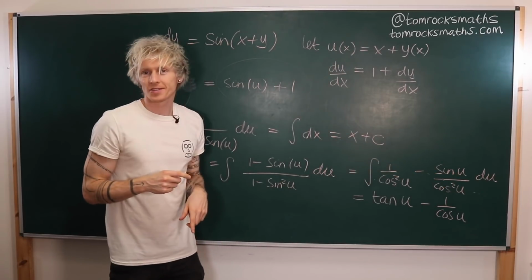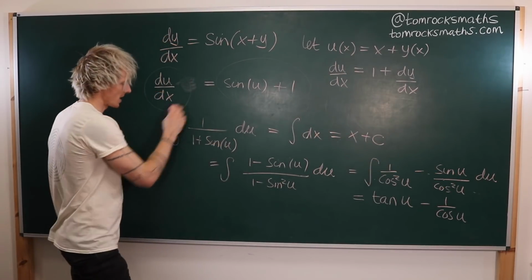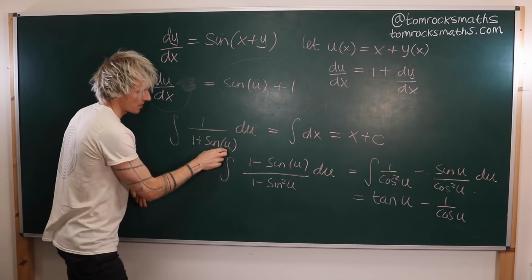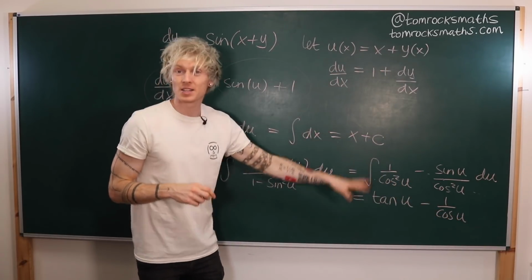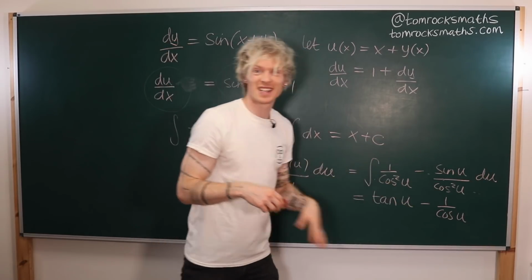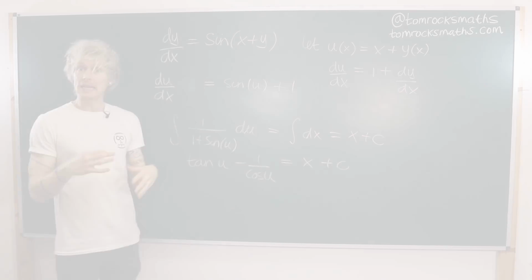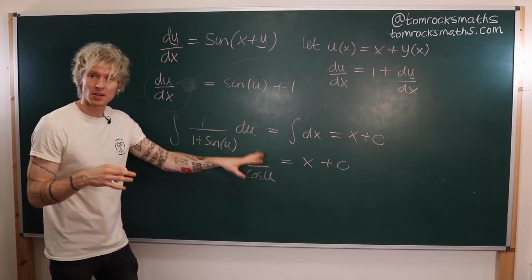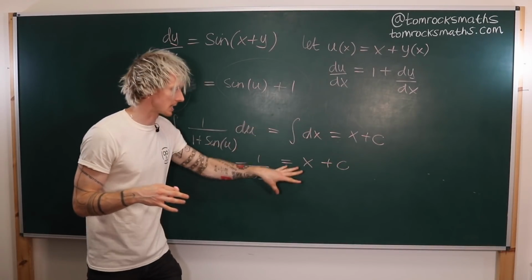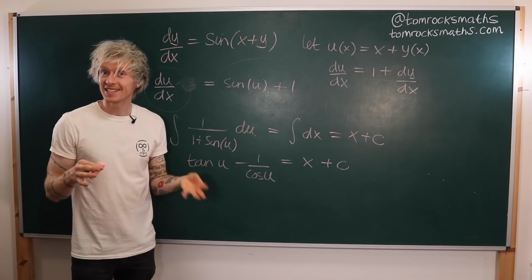So you can check if you differentiate minus 1 over cos of u, you will indeed get minus sine of u over cos squared. So the integral of 1 over 1 plus sine of u is actually equal to tan of u minus 1 over cos, or tan of u minus sec of u. Now that we've solved this integral, we can plug in our solution, and this of course is equal to the right-hand side, which was just x plus c.